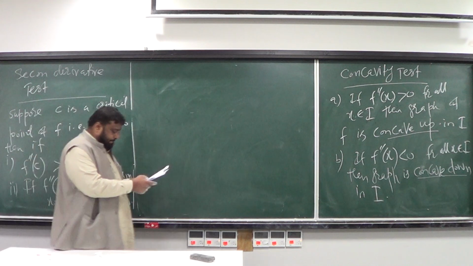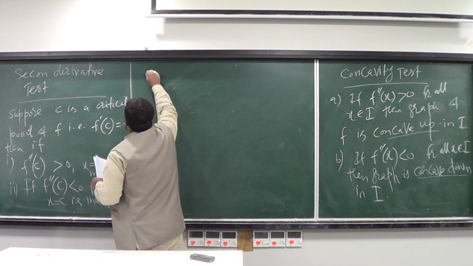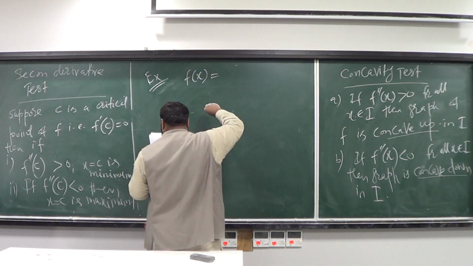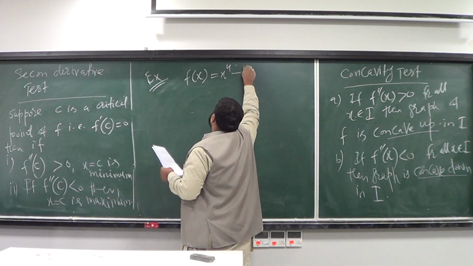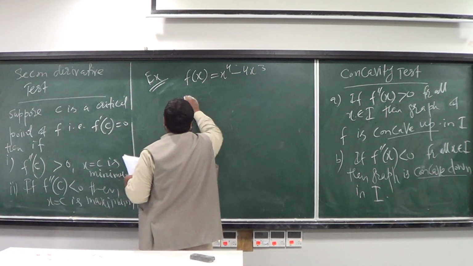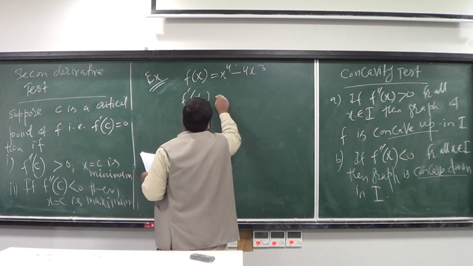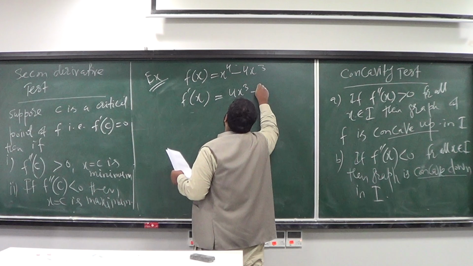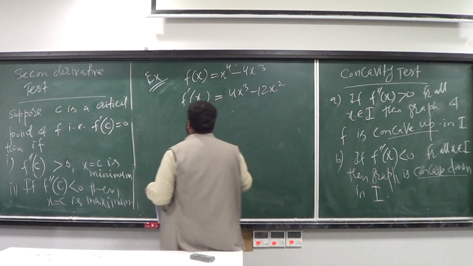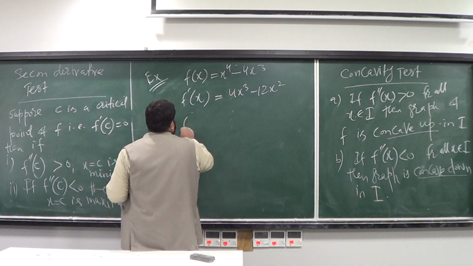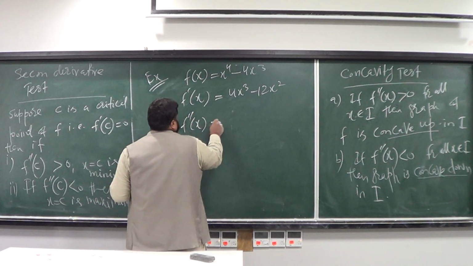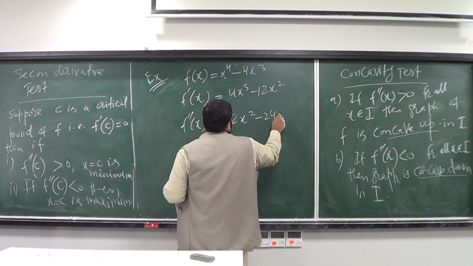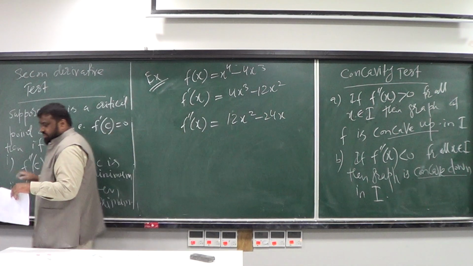So let's take the same function example: f of x equal to x to the power 4 minus 4x cubed. So f prime of x is going to be 4x cubed minus 12x squared. And f double prime of x is going to be 12x squared minus 24x actually. Okay.